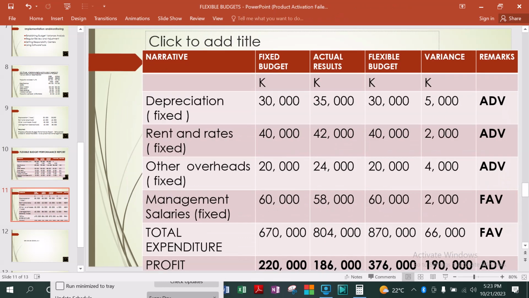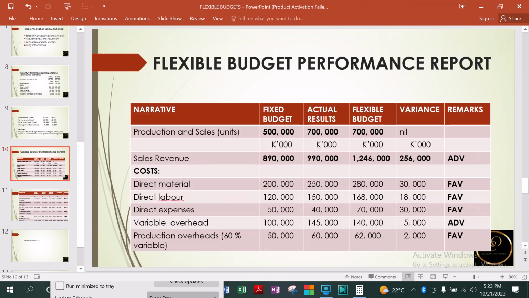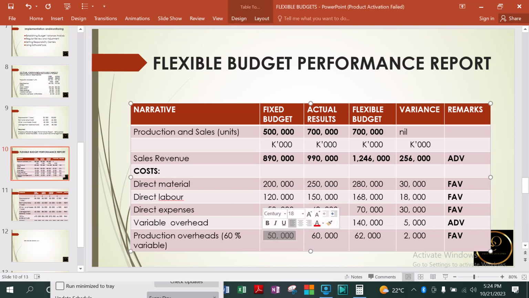Then the next thing you look at is the production overheads. Under production overheads, you are told it's 60% variable, which simply means that the figure you're looking at is 60% made up of variable costs, and the other portion, which is 40%, is made up of fixed costs. So how do we do that in order to flex the budget? That's what I'm going to show you.